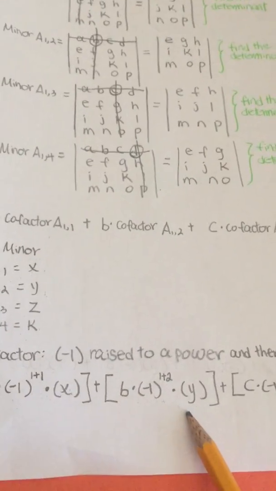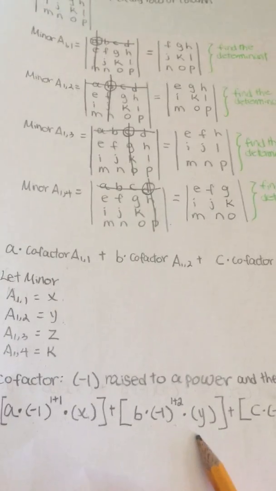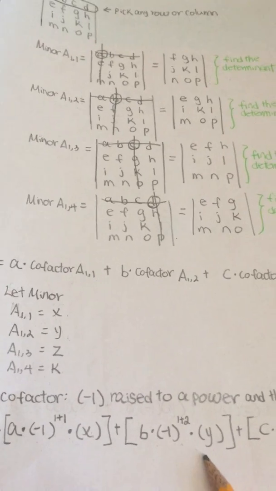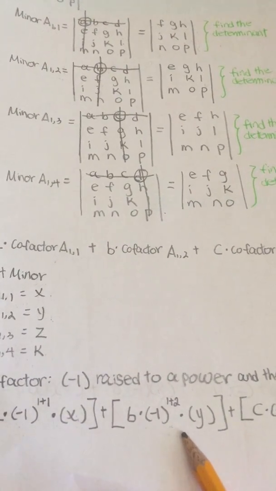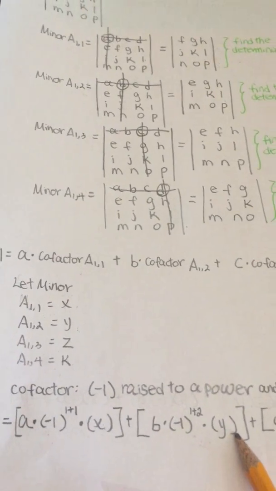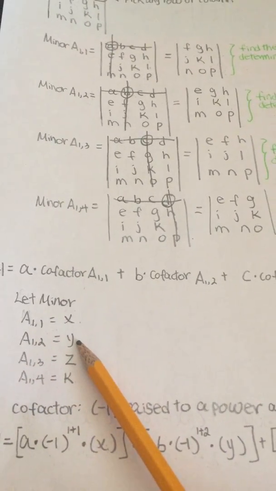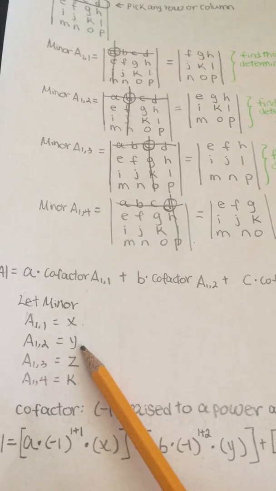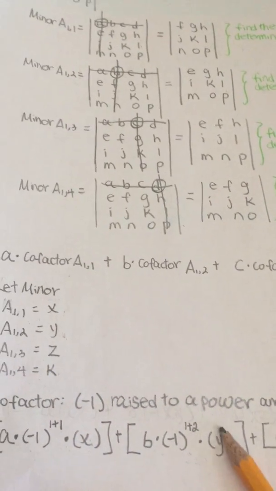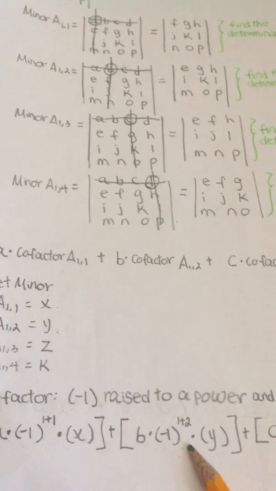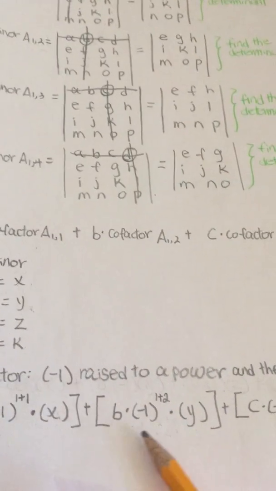And for the entry B, we know that it's located in the 1, 2 position. Therefore, I'm going to raise -1 to the 1 plus 2 power. And then since we know that the corresponding minor to this position is y, I'm going to multiply y by -1 raised to the 1 plus 2 power, and then b.